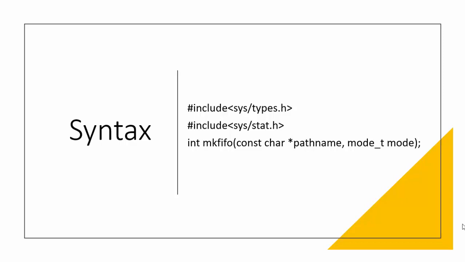The second parameter, which is specified by the mode, is actually the permissions that you want to give on the file. So what permissions you want: read, write, or execute. If the mkfifo function is successful, then it returns 0. Otherwise, if it fails, so if it is an error, then it is going to return -1.